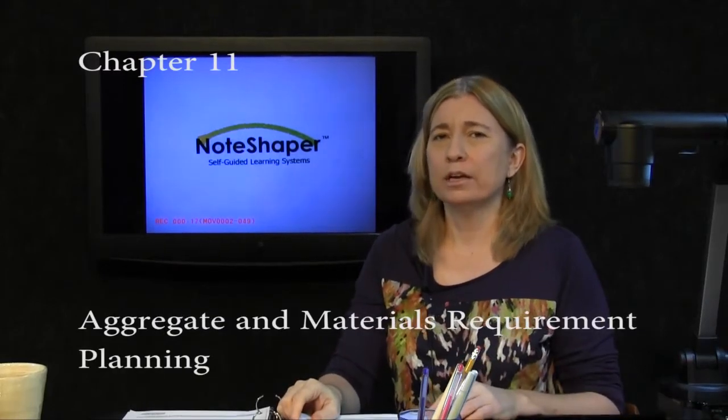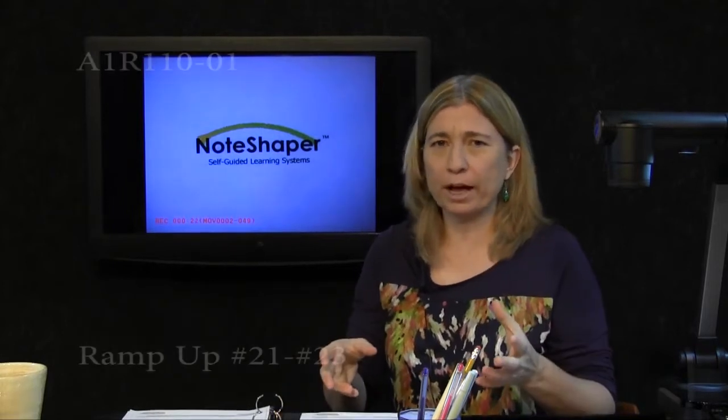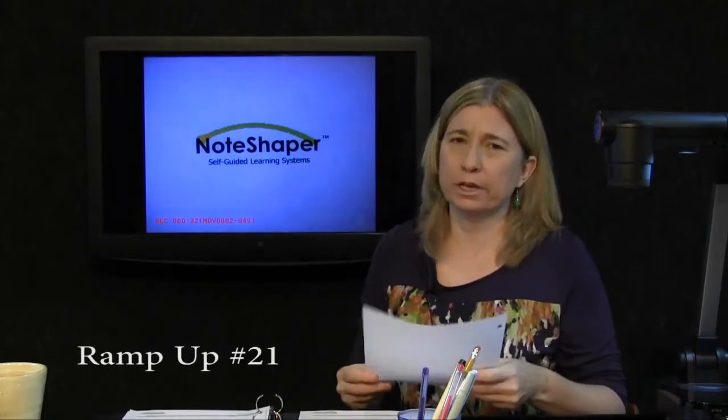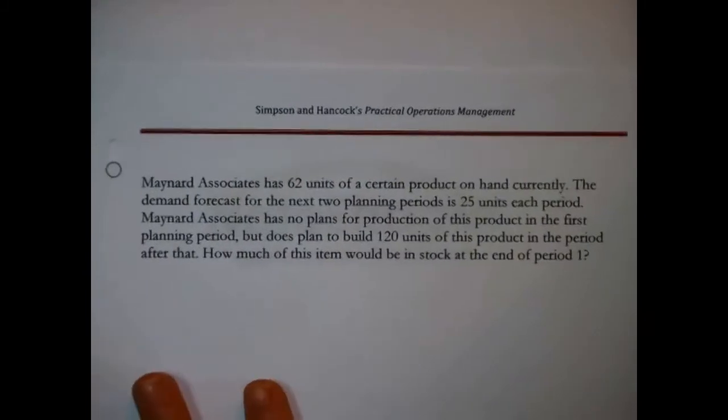Aggregate planning is easiest to conduct in a table format. So anytime you have aggregate planning information, like a forecast and maybe some production and how much is in inventory, take the time to draw up a table. I highly recommend it. That's the case with this particular problem here.